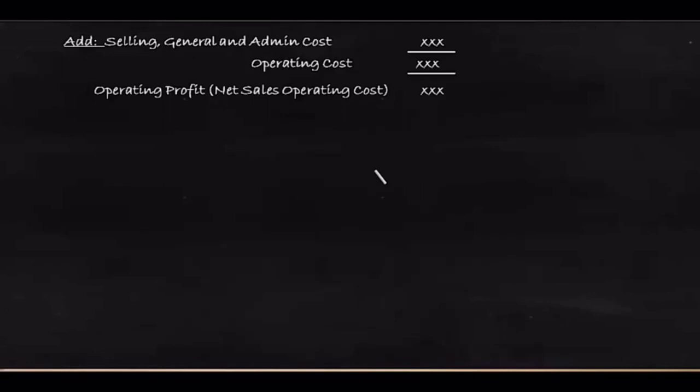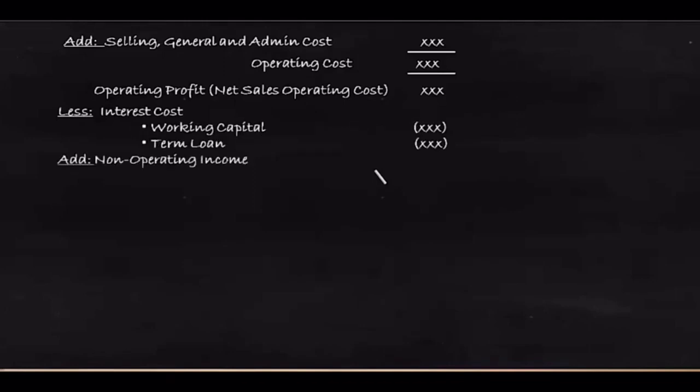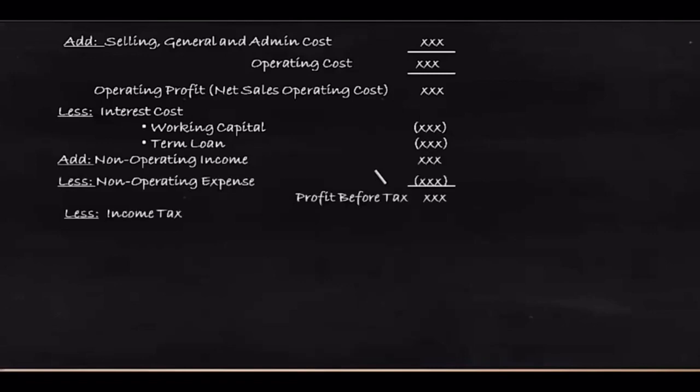And from this only we'll deduct interest cost, which should be broken into working capital cost and term loan cost. Then we have to add the non-operating incomes and deduct non-operating expenses so that we get profit before tax. From this, we have to deduct income tax, which is again broken into current tax and deferred tax. And deferred tax liability only the banks would consider.